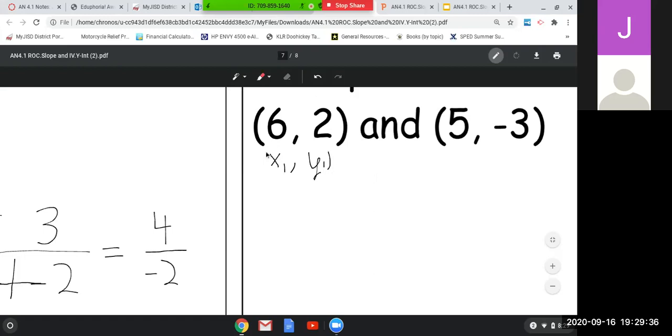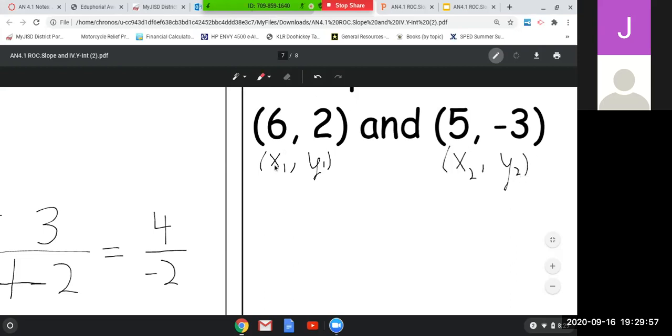That's all those numbers are. x sub 1, y sub 1 are the x and y coordinates of your first point. x sub 2 and y sub 2 are your x and y coordinates of your second point. So I've got them labeled.